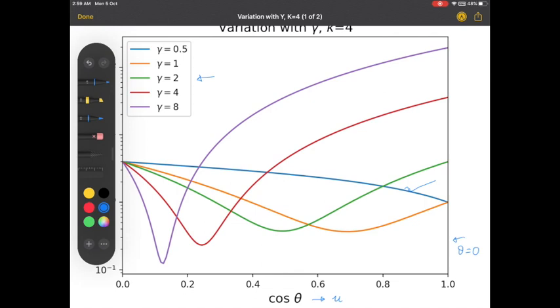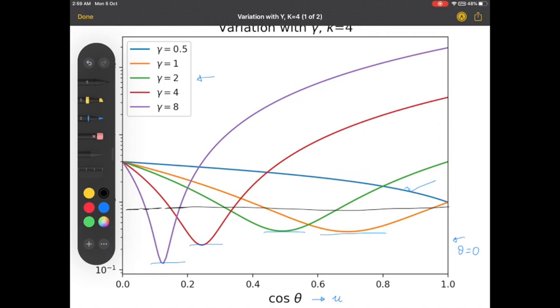So what is this curve? Well, this curve tells you that at theta equals 0, this potential has a minimum. So if gamma is 0.5, it will always stay at theta equals 0. And remember that theta equals 0 is the vertical, so it will try to stay there. For all the other curves, you see that the potential has minima somewhere. And what is the consequence? Now imagine that I have a total energy which is this much.